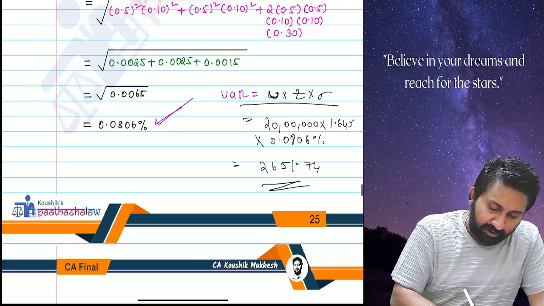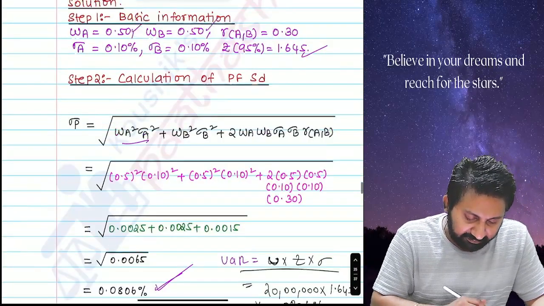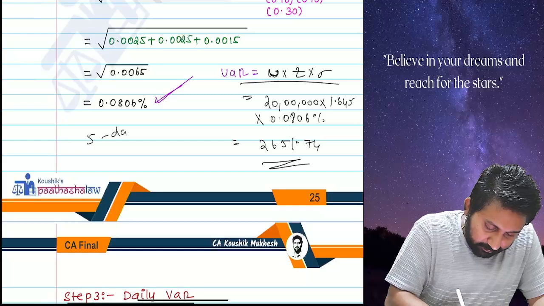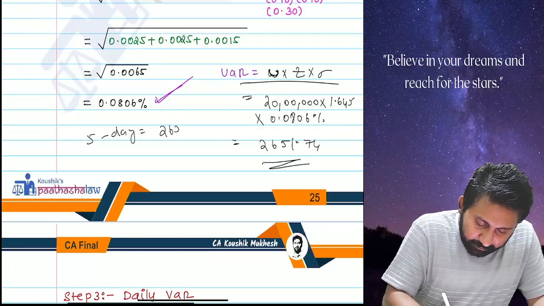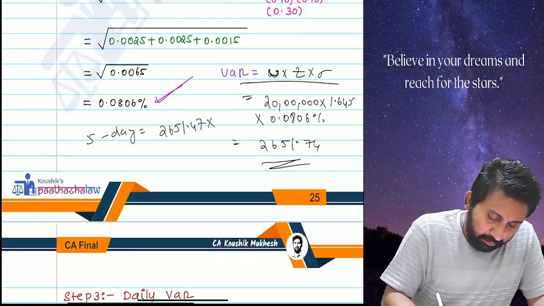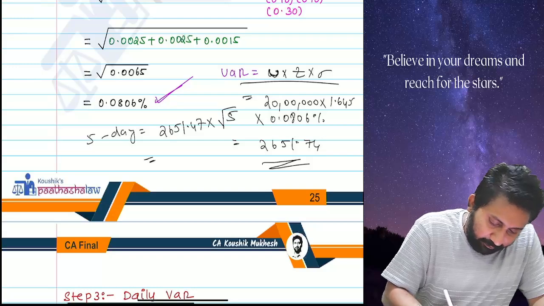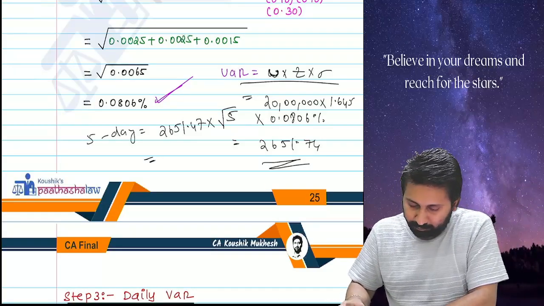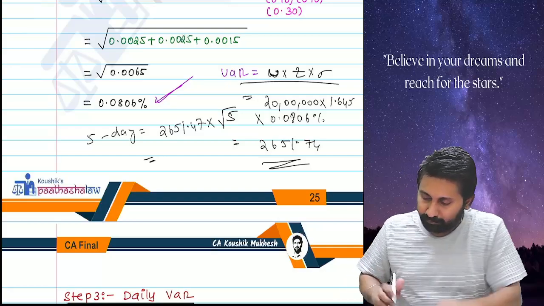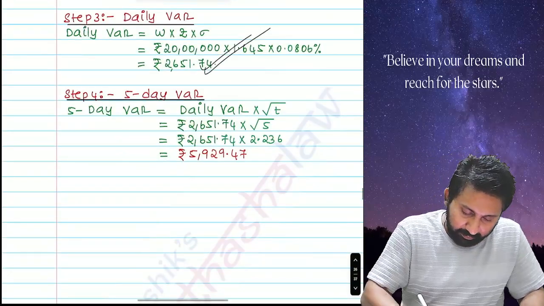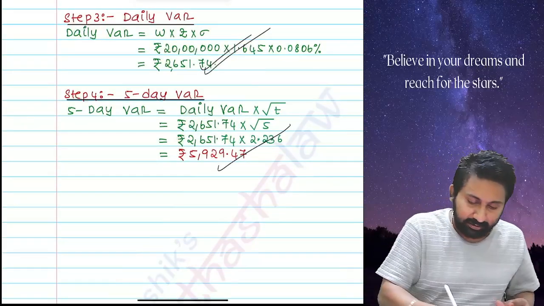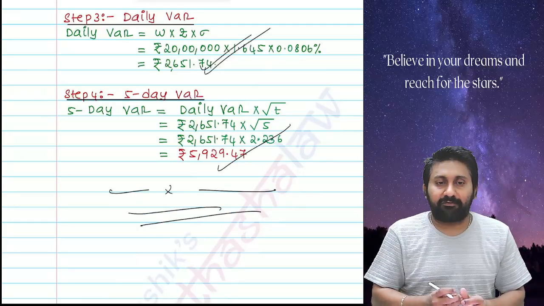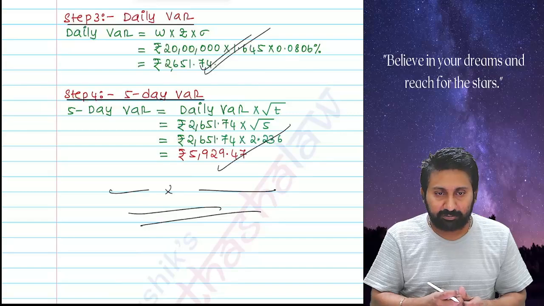Now we want the 5-day VAR. We want how many days of VAR, sir? 5-day VAR. Into root of 5. 5929. That's it. With this, all kinds of main questions in the VAR concept have been completed.